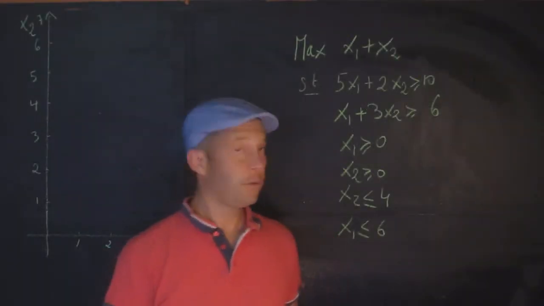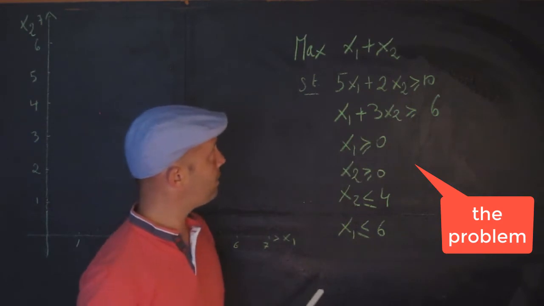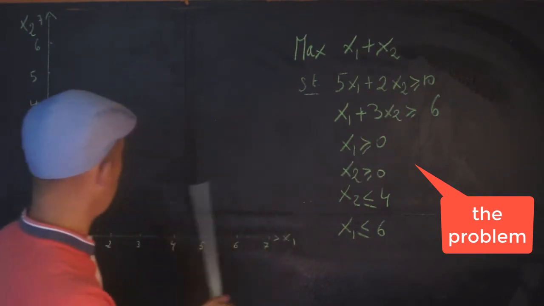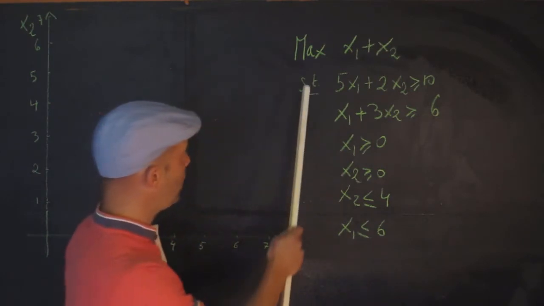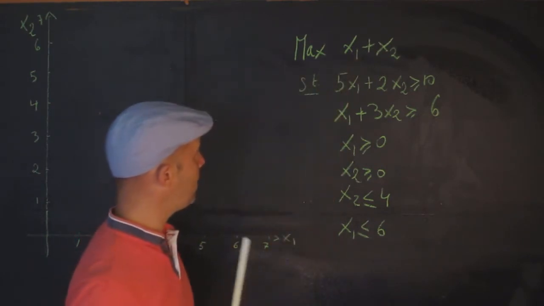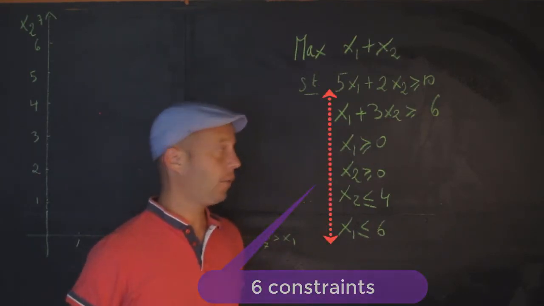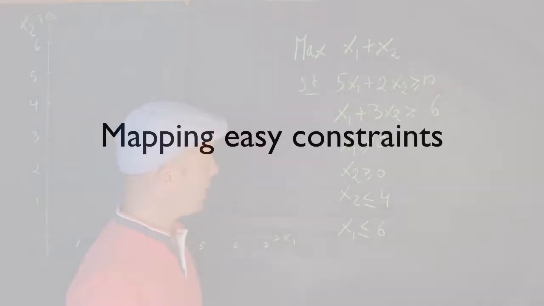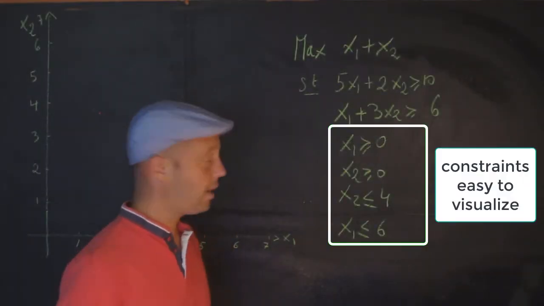Hello everybody, today I will show you how we can visualize an optimization problem in a two-dimensional graph. We have two variables, x1, x2. We have an objective function that we're trying to maximize subject to a total of 6 different constraints. So the first thing I would like to do is visualize the constraints that I would call easy to put in 2 dimensions.